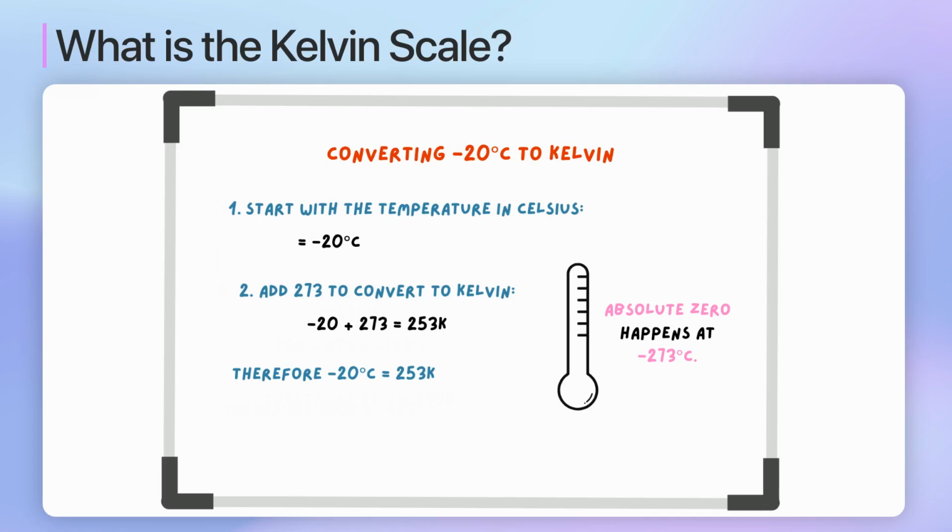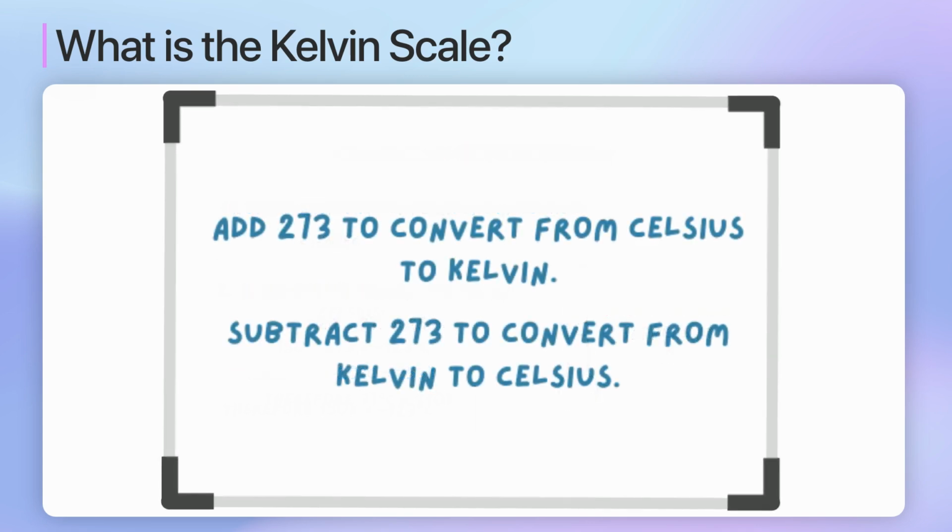By working through these examples, you should now be more comfortable with converting temperatures between the Celsius and Kelvin scales. Remember to add 273 when going from Celsius to Kelvin, and subtract 273 when going from Kelvin to Celsius. Keep practicing, and these conversions will become second nature.